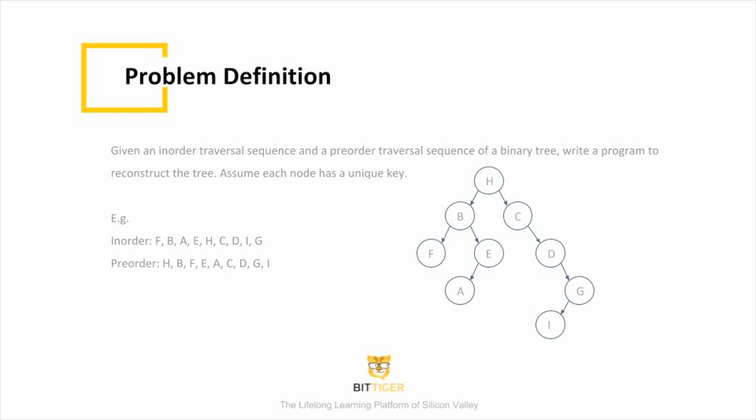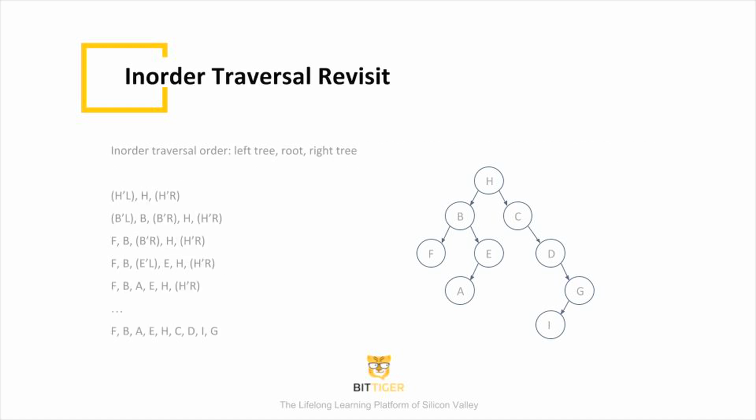Let's first review the basic knowledge about in-order traversal and pre-order traversal. For in-order traversal, the rule of thumb is to memorize the order of traversing. First print out all nodes in the left tree, then root, then all nodes in the right tree. Take the previous graph as an example. At first step, we need to traverse all nodes for H's left tree, noted as H's left child, then H itself, then H's right tree, noted as H's right child.